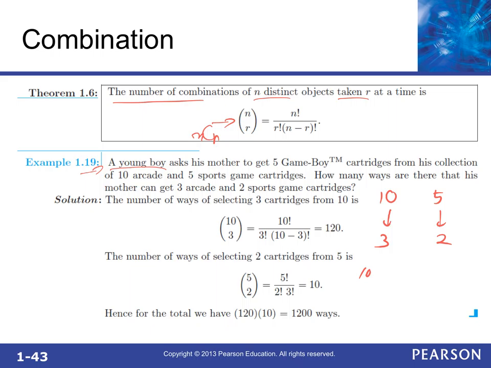So the first combination is 10C3, which is 120, and the second combination is 5C2, which is 10. By multiplying the 2 combinations, we get 1,200 ways.